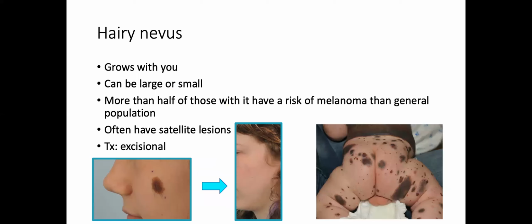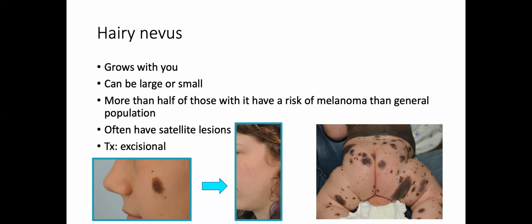Okay, so let's look at wounds. This is our last section. So hairy nevuses grow with you, so they are going to get bigger as the child grows. They can be large or small. So in the first picture, we've got a small one. In the picture on the right, we've got a large one.